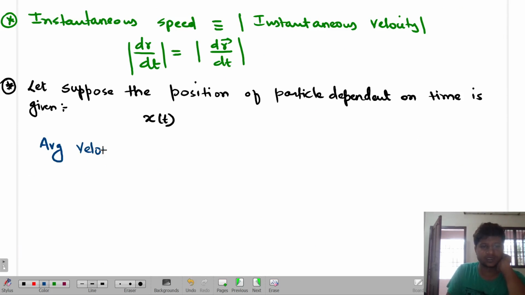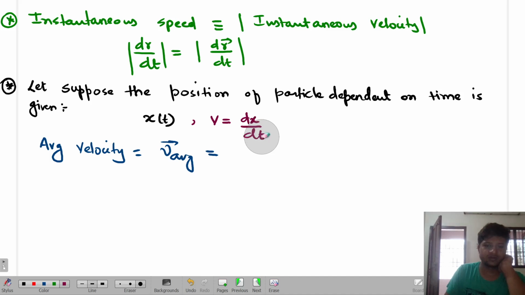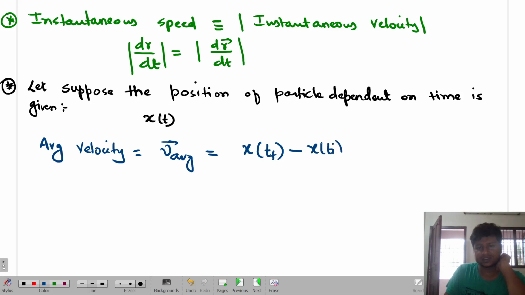Average velocity, or V average, can be directly written as, what you can do is find velocity, which is nothing but dx by dt, isn't it? Are you able to get me or not? Or without even finding velocity, why find velocity? The point is very simple. Just do average velocity as x at t final minus x at t initial divided by t final minus t initial. Are you able to get me or not?